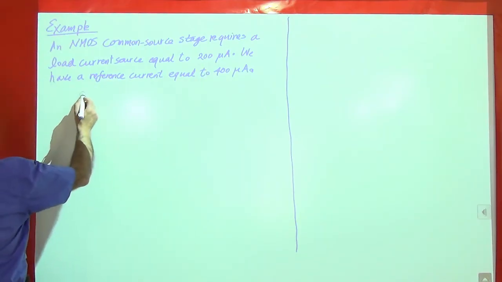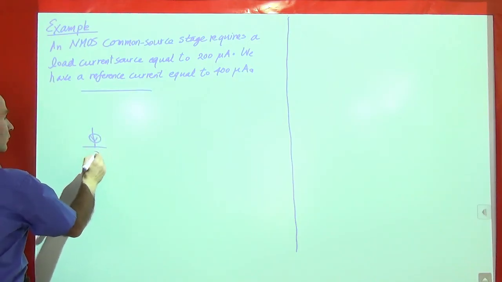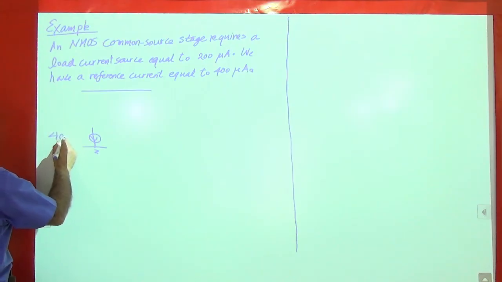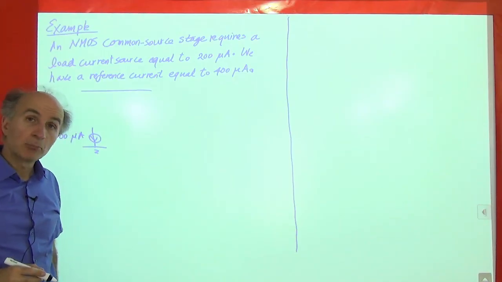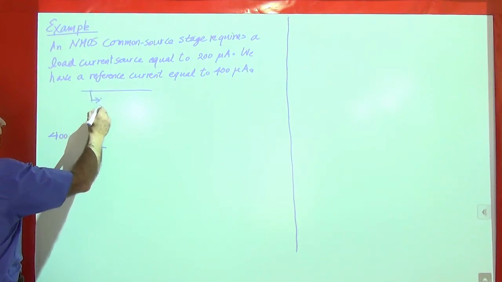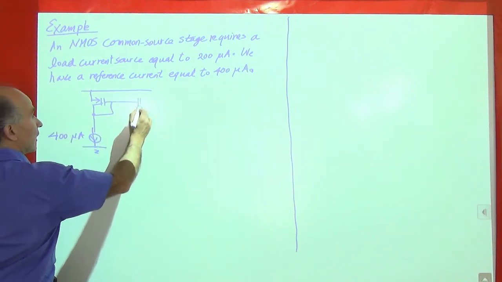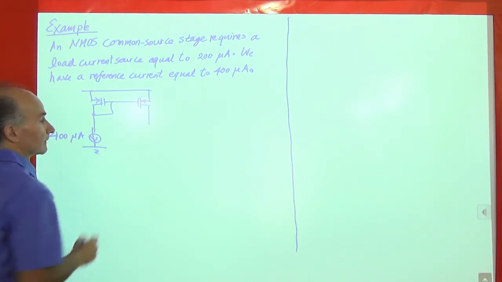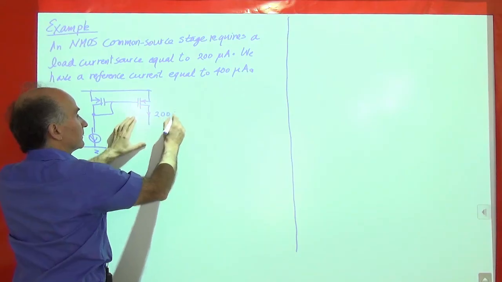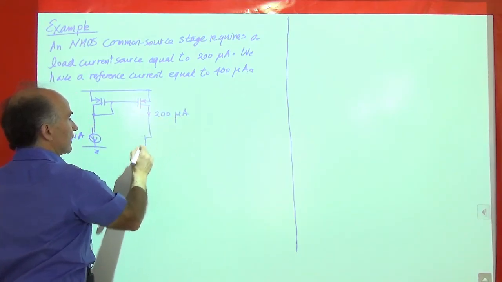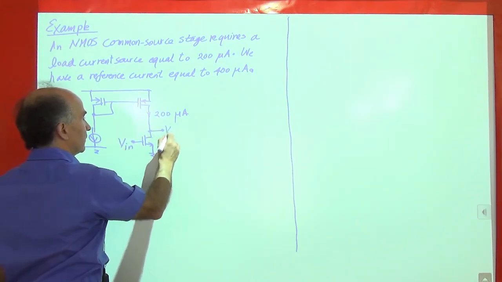Okay, all right, so here's how it goes. We have a reference current going to ground equal to 400 microamps. We inject this into a diode connected PMOS device. So here's a diode connected PMOS device, and that is copied over to the destination. So this is the current source that is supposed to deliver 200 microamps, and that is connected to a common source amplifier, V in and V out.